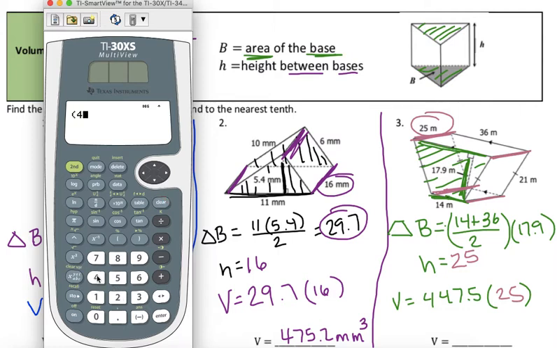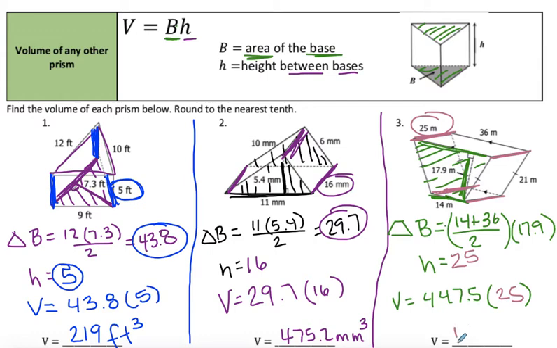We have 447.5 times 25. Double check, make sure you're getting the same thing I am. If not, we need to just practice using our calculator and I can help with that. So now I have 11,187.5 and my units are going to be meters cubed. These numbers are going to be big, and some of them can be big. I don't mean they have to be, but it's not wrong to get big numbers.